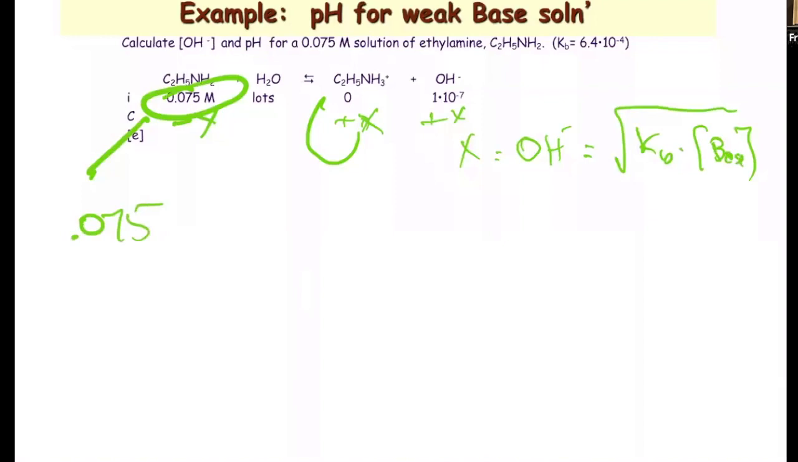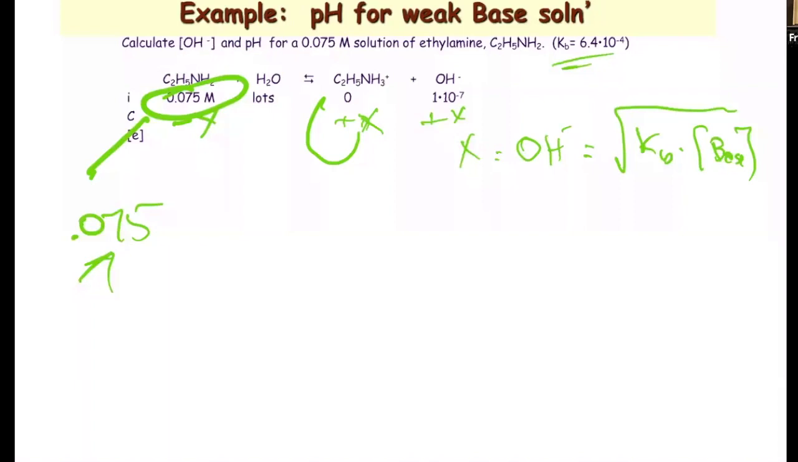Now, I've got to be wary because this Kb is not that small. I mean, it's small, 10⁻⁴, but it's right on the border. 10⁻³, 10⁻⁴ is on the border of simplifying assumptions. Okay. And then this concentration is pretty small right here. It's not like 0.75 or 0.1. It's 0.075, 7.5 × 10⁻². So I've got to be wary about that, but I'm still going to make my simplifying assumption.